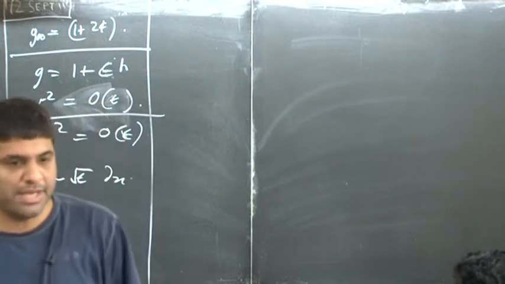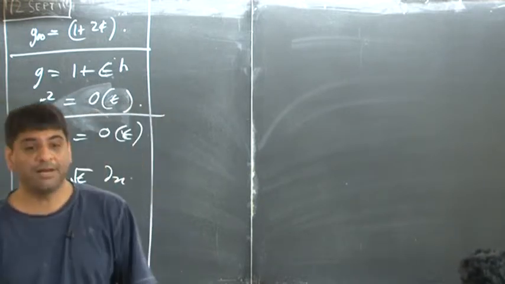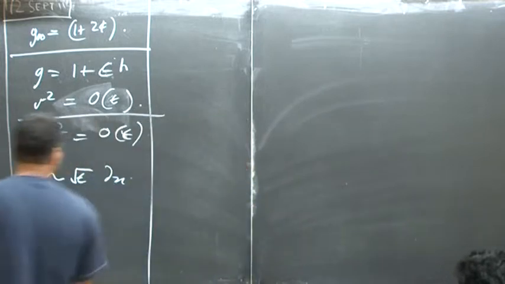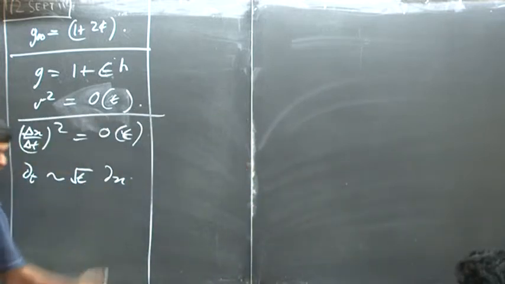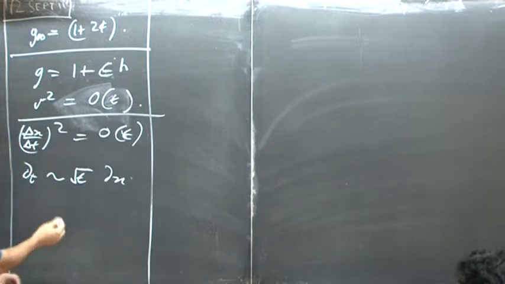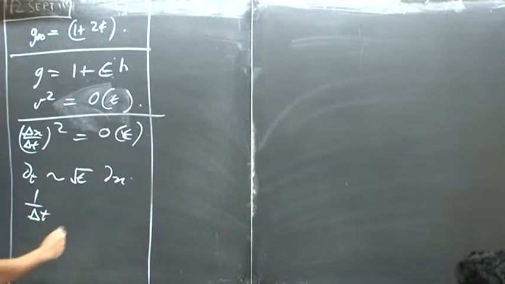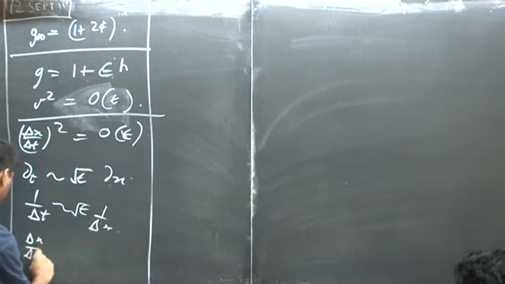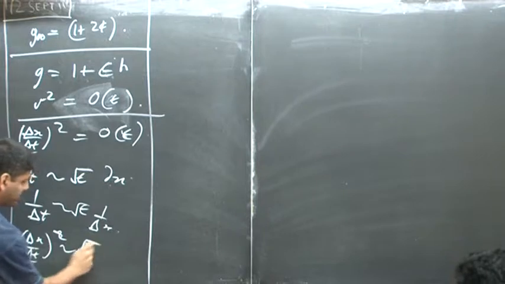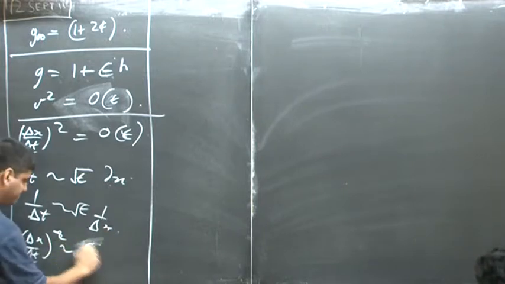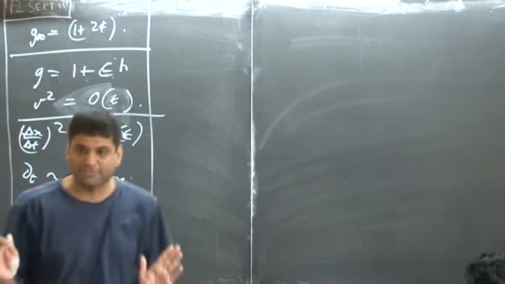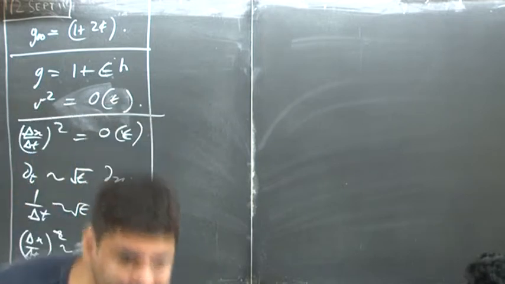So we're interested in the limit in which things are varying much faster in space than in time. A derivative is 1 over delta x, so 1 by delta t is of order square root epsilon times 1 by delta x. So delta x by delta t, the whole thing squared, is of order epsilon. Basically, this tells us that time derivatives are much smaller than space derivatives by a factor of square root epsilon. And we want to examine Einstein's equations in this limit.